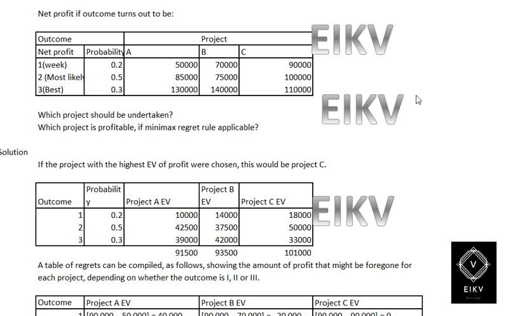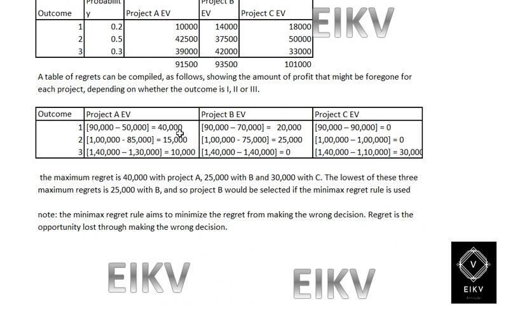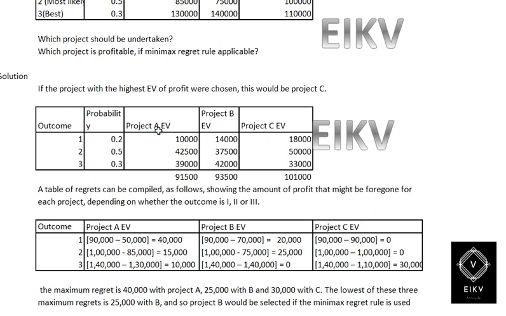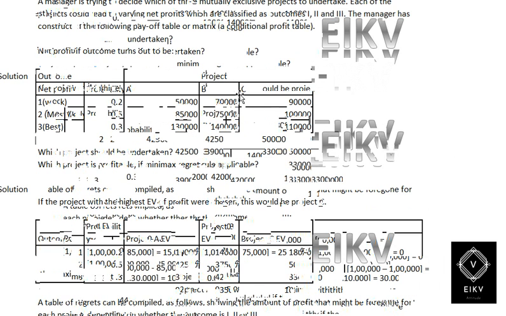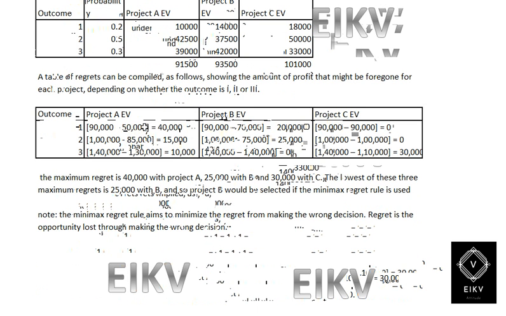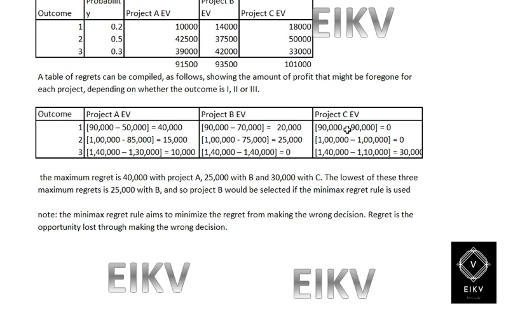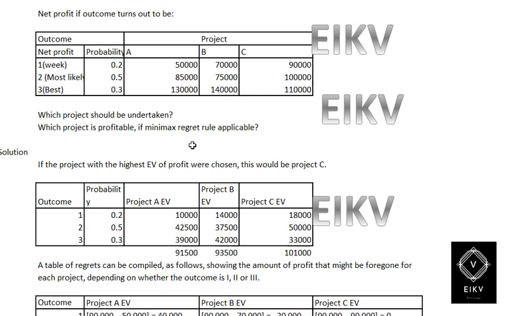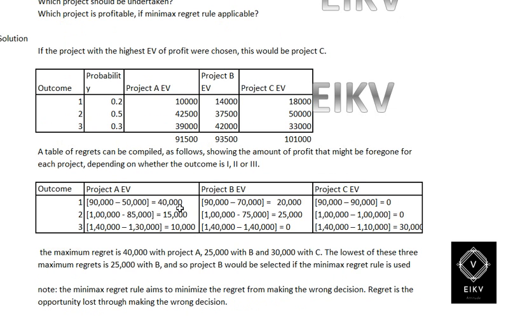and we should deduct each project from it. The maximum for the weak outcome category would be 90,000. Therefore 90,000 minus 50,000, 90,000 minus 70,000 and 90,000 minus 90,000. So 90,000 minus 50,000 is 40,000, 90,000 minus 70,000 is 20,000, 90,000 minus 90,000 is nil. Going ahead with most likely demand, the highest amount would be 1 lakh. Therefore 1 lakh minus 80,000, 1 lakh minus 85,000, 1 lakh minus 75,000 which is 25,000, and 1 lakh minus 1 lakh which is 0.